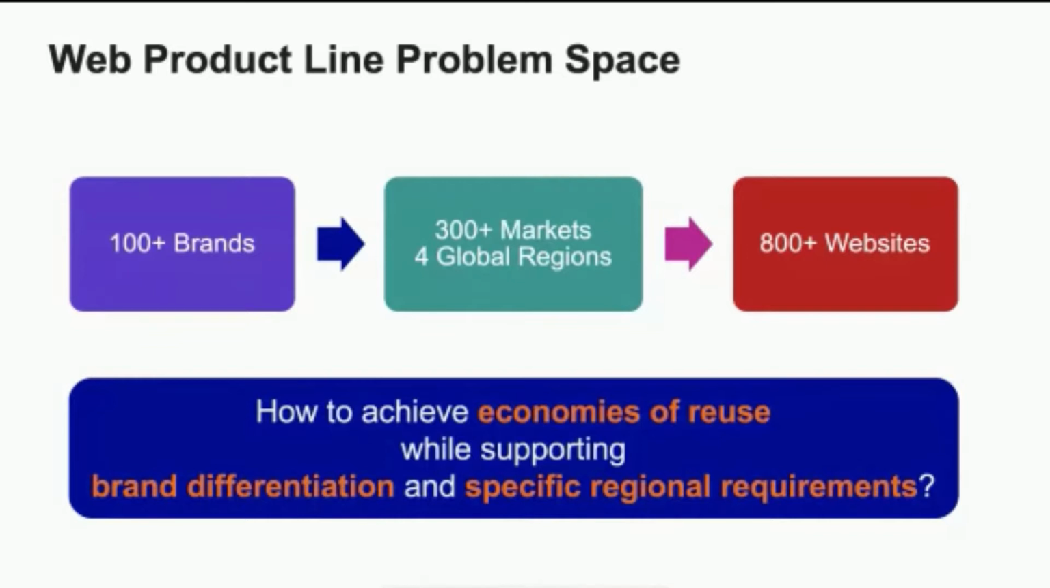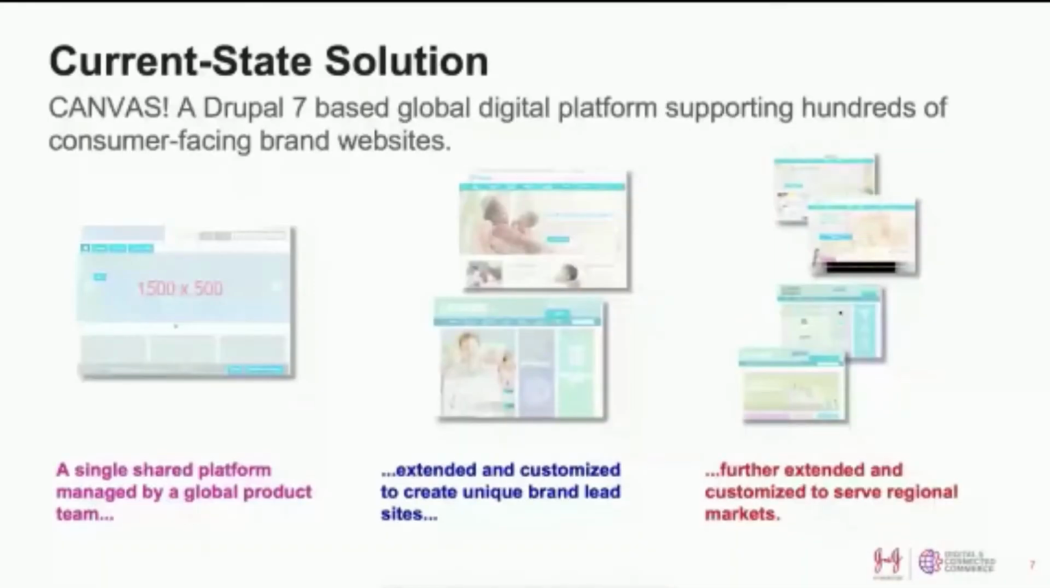So our current state solution, this was created about 5 or 6 years ago by a global digital product line, global web product line, is a single Drupal 7 platform. We call it Canvas. One code base consisting of a combination of Drupal core, a set of curated community modules, and a fair amount of custom code as well. That is then taken by individual brands to create the lead sites for that brand. And then from that, taken by individual markets to create the actual brand websites that you would visit as a member of the public.